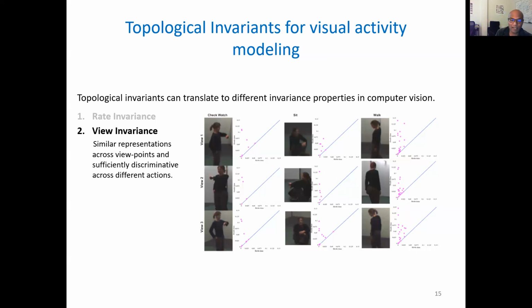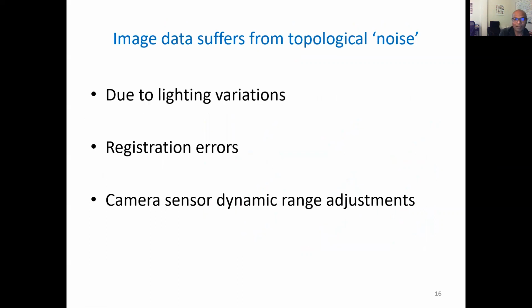discriminative across activities. So the first column is one action, check watch, from three widely different views, and look at the persistence homological features. They all look kind of similar to each other and relatively, quite significantly, different from, let's say, a sitting action and a walking action. So this was very interesting for us to see that looks like topological features could work on high dimensional features derived from images and videos, even though there are all these other confounding variables like lighting and clothing and all that stuff. But again, as I mentioned, there are other confounding variables beyond just viewpoint, so we don't quite know how to tackle those yet.